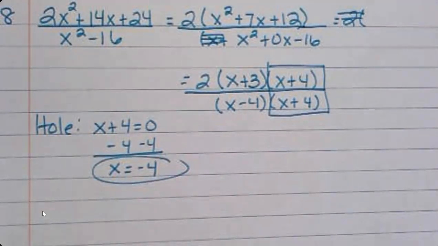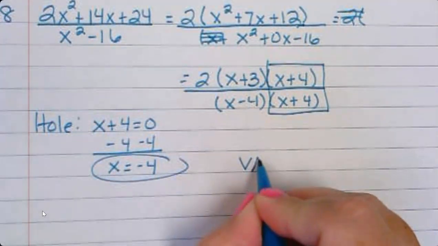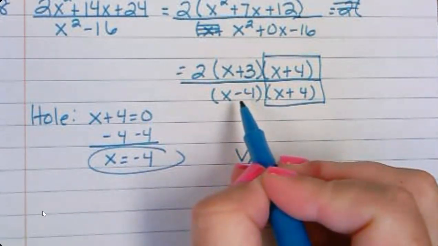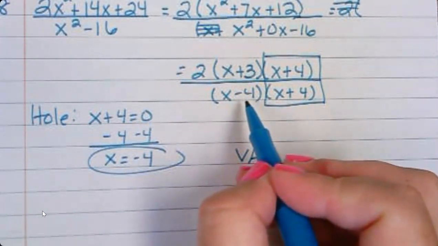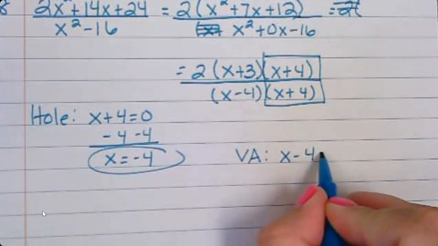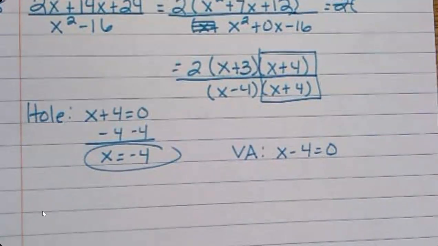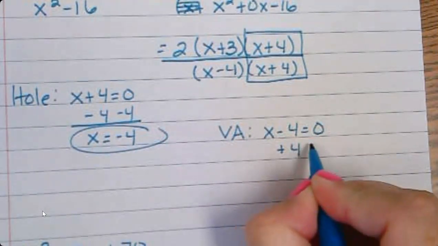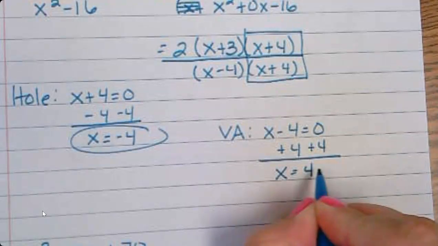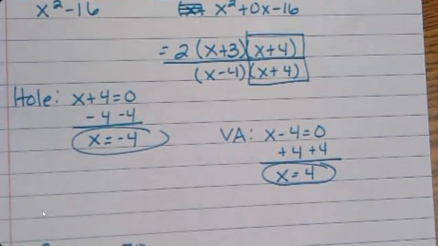Okay, now your vertical asymptotes are the leftover denominators. Remember, I really don't care about the top. It's all about the bottom. And the leftover one is x minus 4 equals 0. And we solve and add 4 to both sides. So x equals 4.